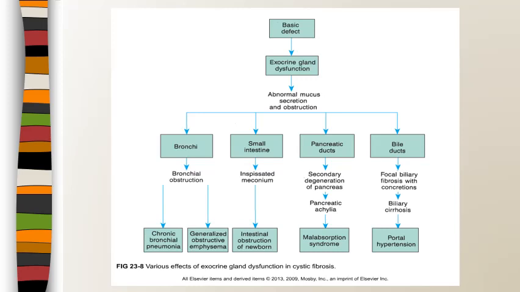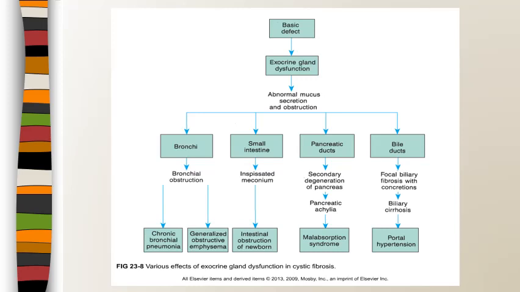So this table, this schemata really does describe what happens with cystic fibrosis. So you have the basic gene defect, which causes exocrine gland dysfunction. And what happens here is there is abnormal mucus secretion, which can cause obstruction. So in the bronchi, you have very thick, tenacious secretions, which can cause bronchial obstruction. And when you have bronchial obstruction, what can happen from this is chronic bronchial pneumonia or a generalized obstructive emphysema because there's air trapping that occurs within the lungs.